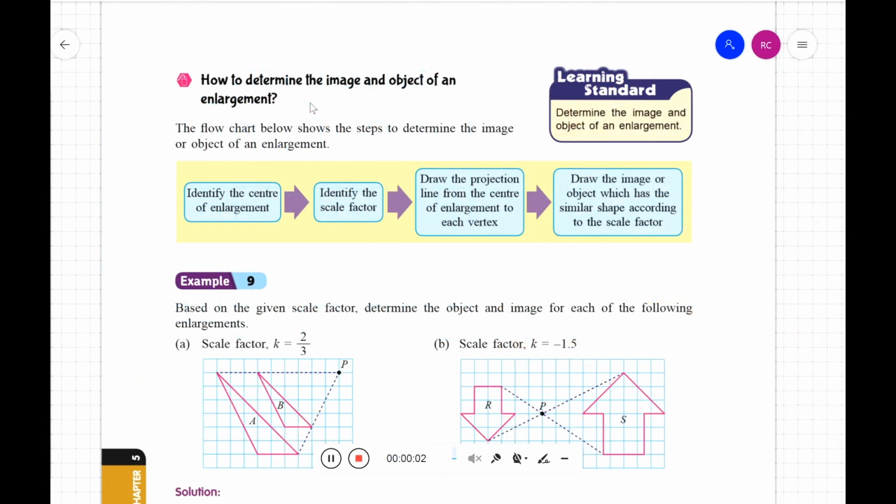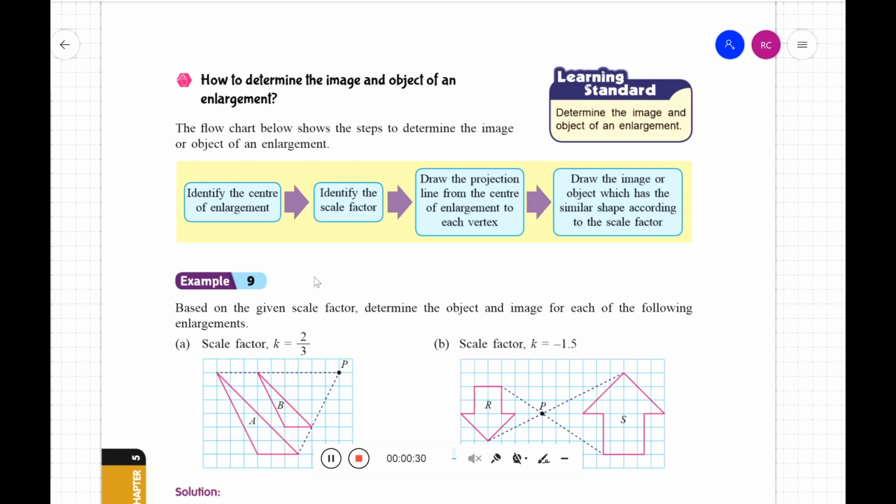Okay, now we are going to learn how to determine the image and object of an enlargement. You can look at the flowchart given down here. There are 4 steps. The first one is to identify the center of enlargement. Second is to identify the scale factor. Then you draw the projection line from the center of enlargement to each of the vertices. And lastly, you draw the image or the object which has a similar shape according to the scale factor.